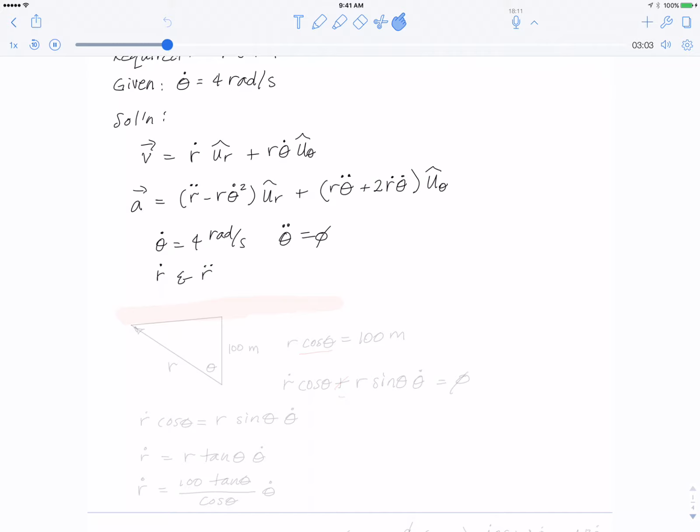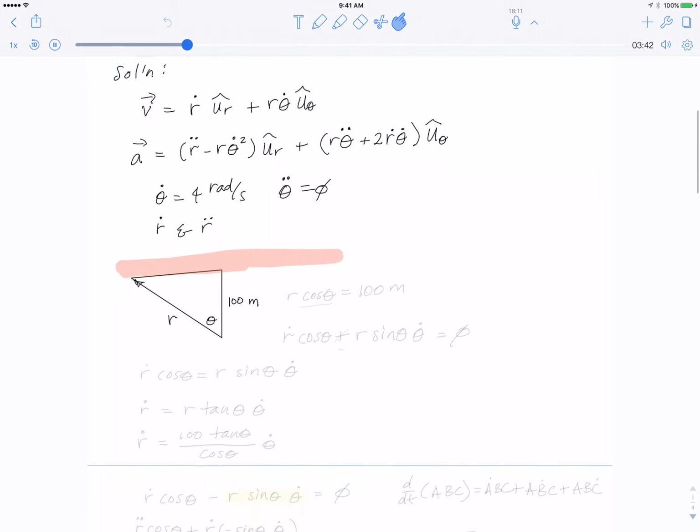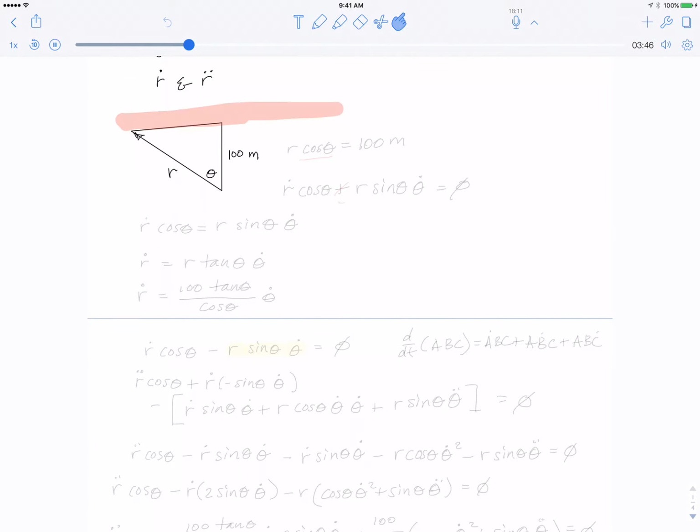So I'm going to draw the picture of the triangle of the radius and theta. So there's the wall. There's r, that's theta, and the spotlight is 100 meters away from the wall. And so let me color in the wall. So this is the wall right here. Okay. So we need a relationship between r and theta, and that way we can get r dot from theta dot.